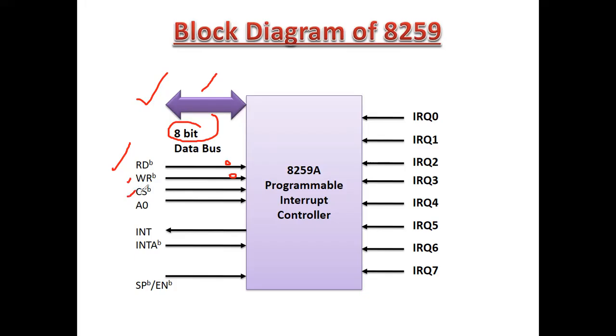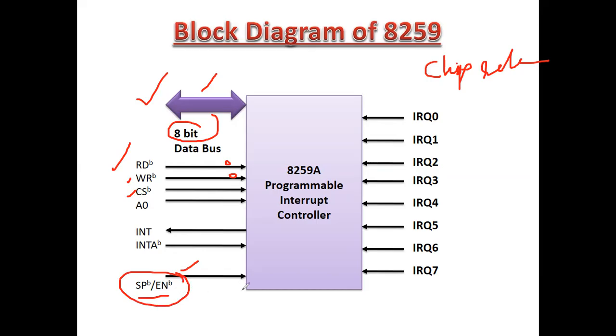Now next is CS. CS means chip select, and this is also an active low input. Now here A0. This is for address. Now there is SP and EN. These two are also active low signals, but this pin is serving a dual purpose.